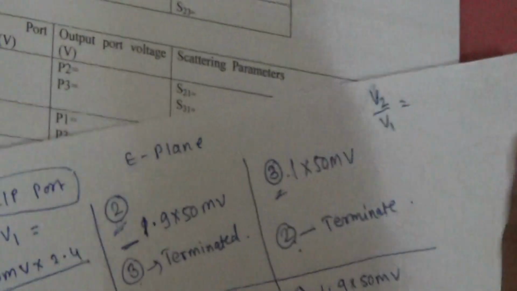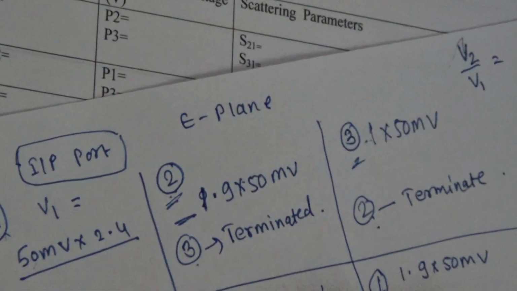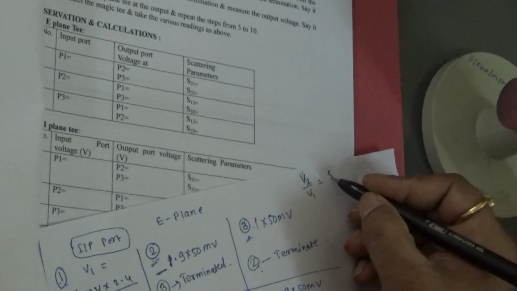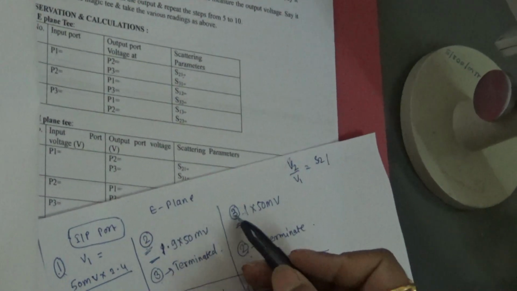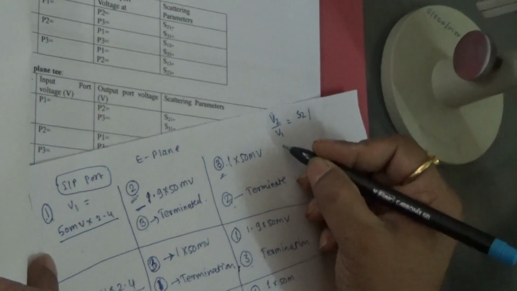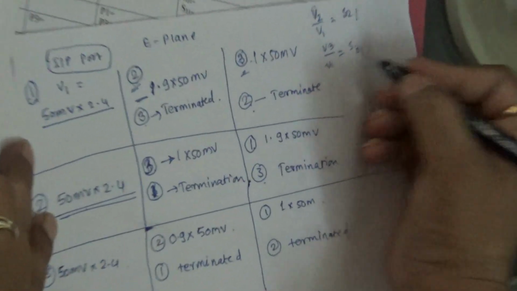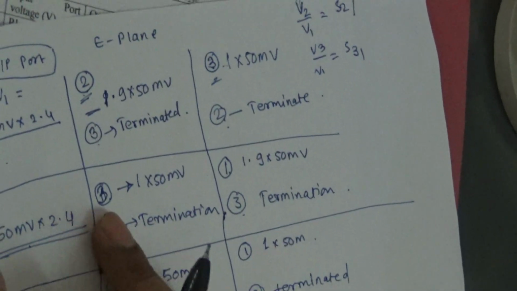If you take 20 log, then in the S parameter, that is in the form of power, you will get S21. Now if you take V3 divided by V1, you will get the parameter S31. Similarly, here you are getting the parameter.